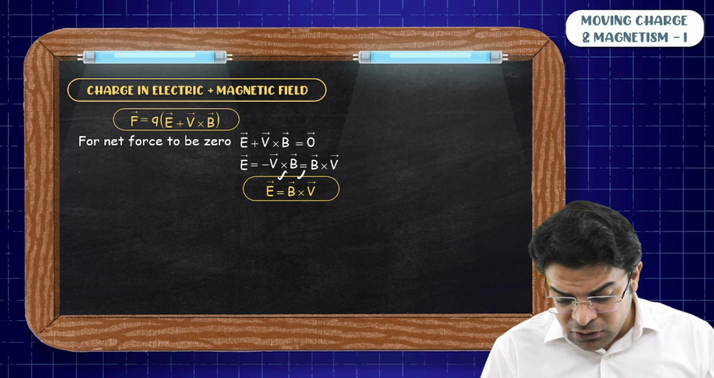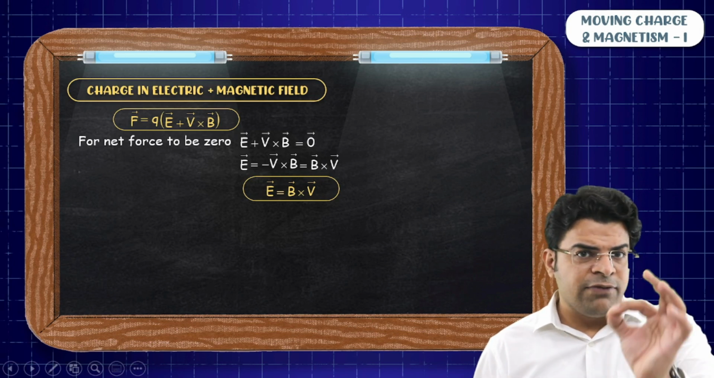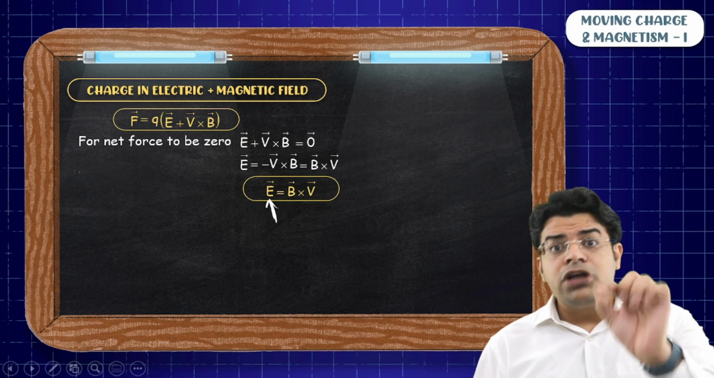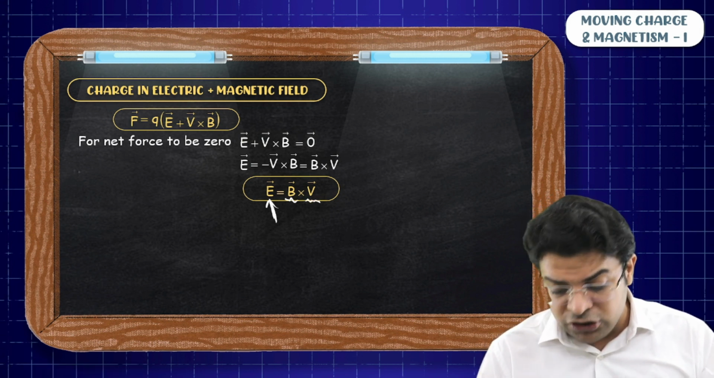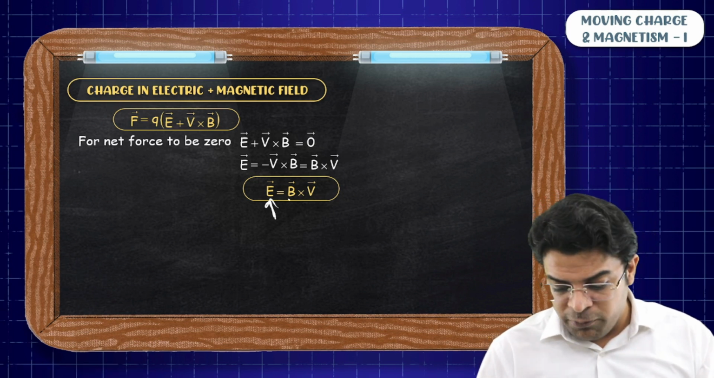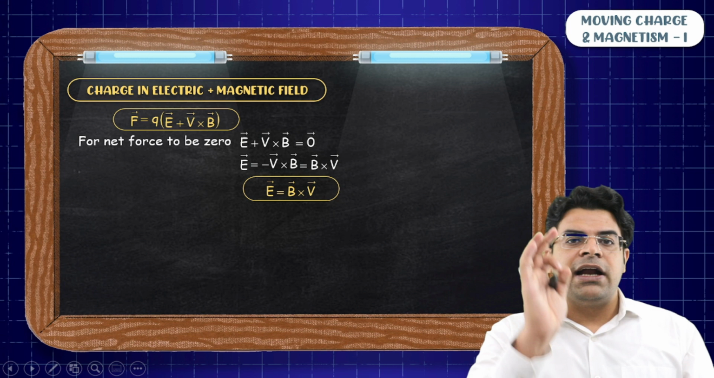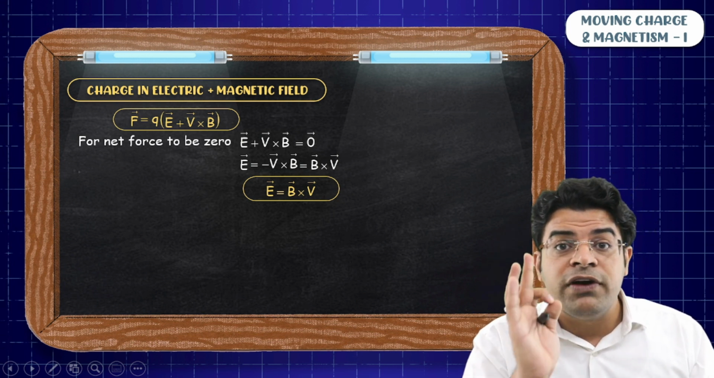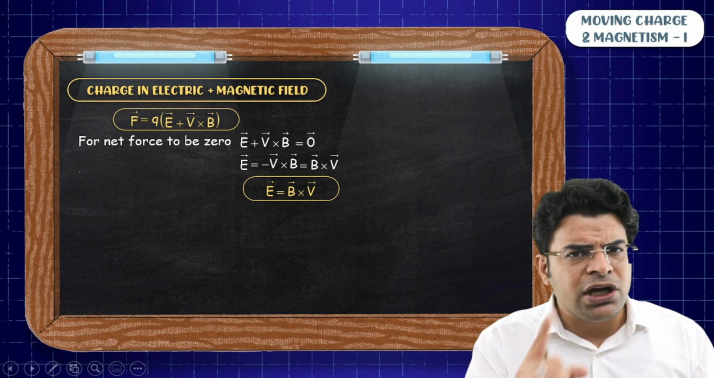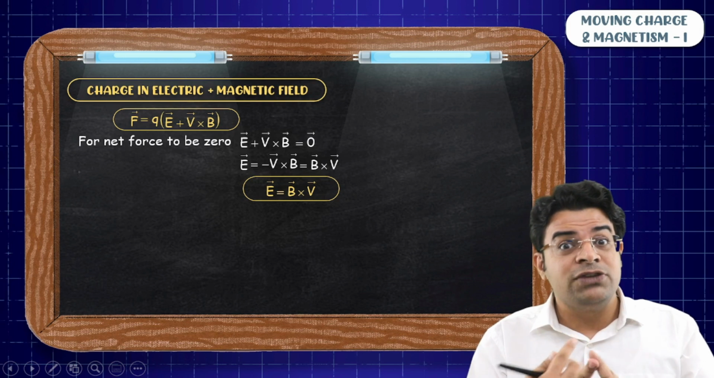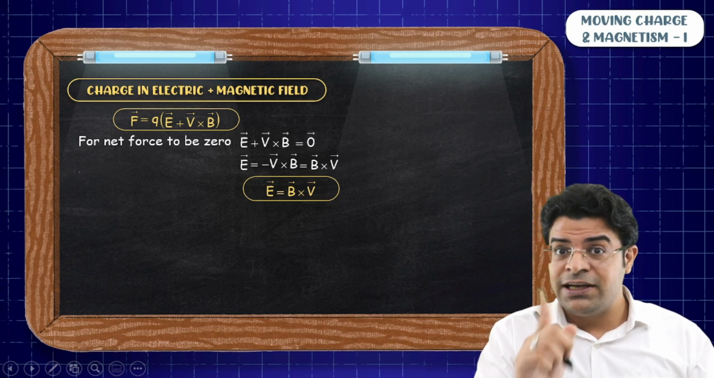From this particular correlation, we can say one thing. Since you are getting the electric field from the cross product of magnetic field and velocity vector, the electric field vector must be perpendicular to both magnetic field as well as velocity. So the direction of electric field must be perpendicular to both magnetic field as well as velocity. Okay, so keep this thing in mind.